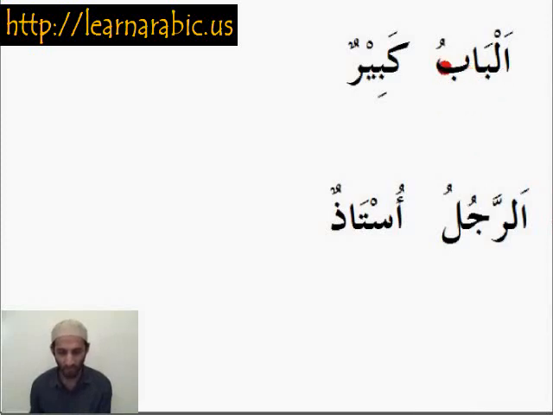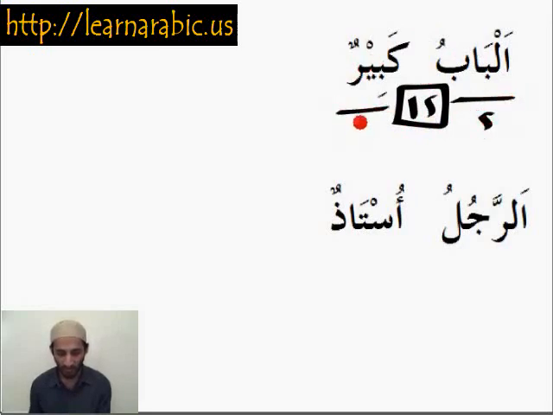We have al-babu, a definite noun because of the al and no tanween. Kabirun, an indefinite adjective. You can see the tanween there. So you have definite, indefinite. This must be a nominal sentence. So we have a hidden "is" there. The door is big. So I have my subject, I have my predicate there.